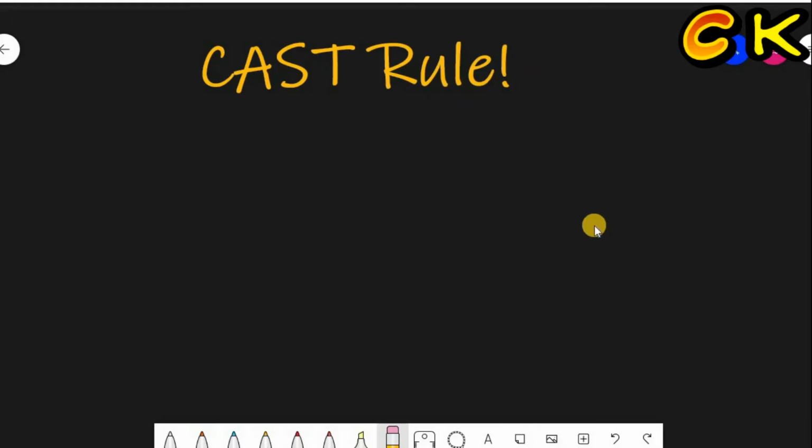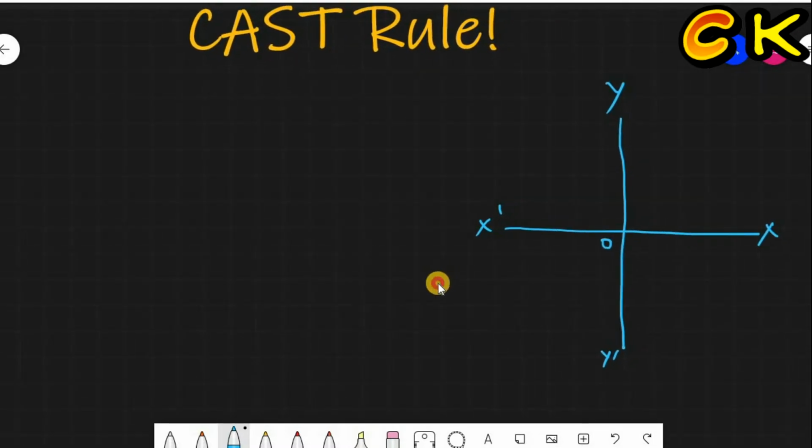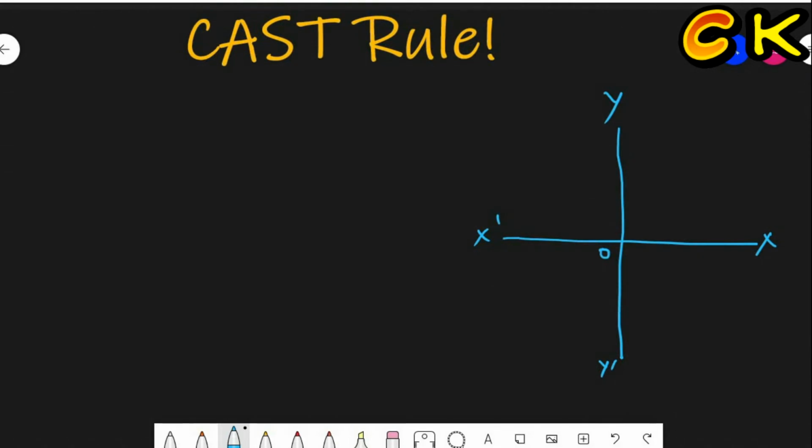Today's topic is the CAST rule. It is one of the most important topics in mathematics, and most students are confused by it, so let's clear that out today. Let's take a coordinate plane as shown in the figure. The x-axis and y-axis divide the coordinate plane into 4 parts, and these parts are called quadrants. So here you have the first quadrant, second quadrant, third quadrant and fourth quadrant.